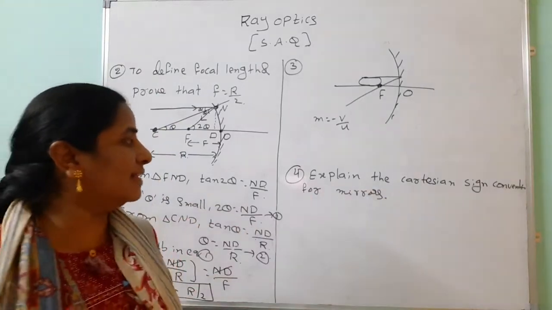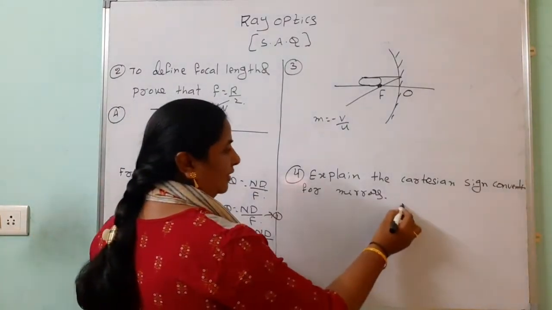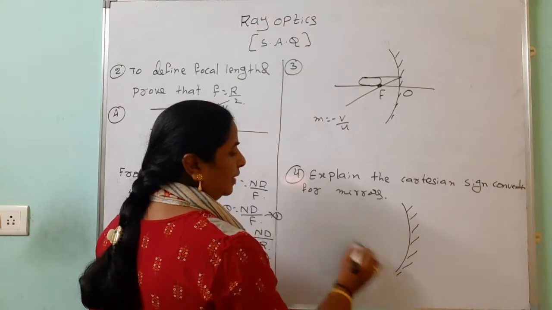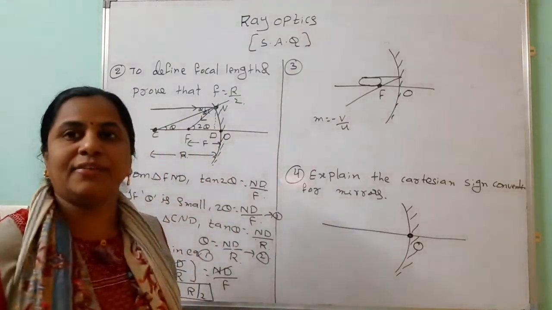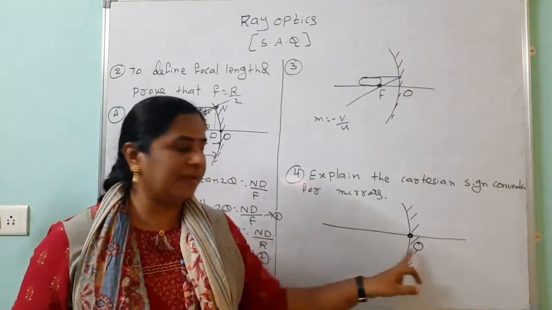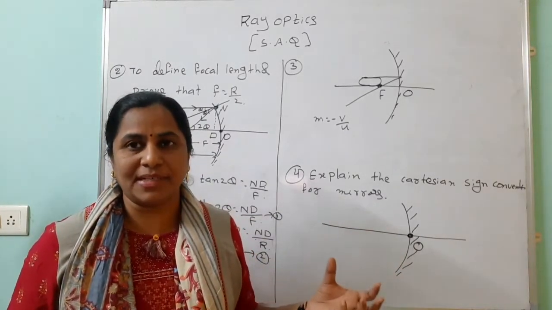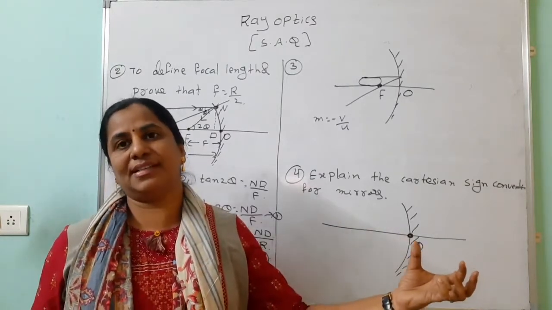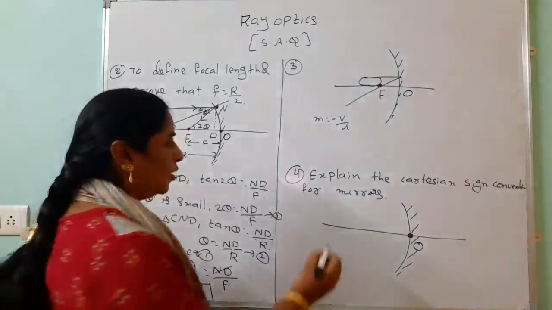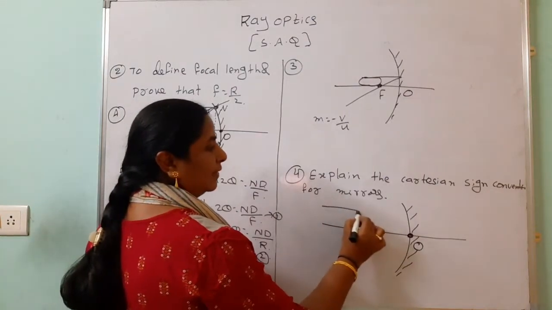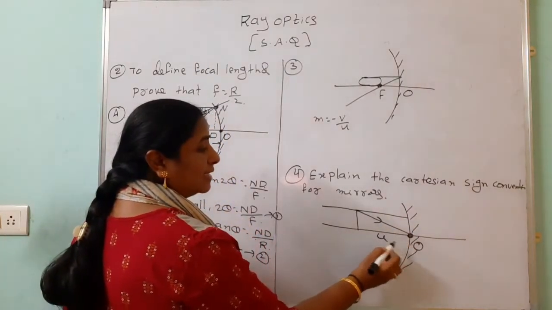Then explain the Cartesian sign convention for mirrors. It is also a very easy answer. Look here. In 10th class also you have this. See, this is the mirror, this is the principal axis and this is the optic center O. We measure the distances from the optic center, but we take the sign convention based on the incident ray. If we measure distances along the incident ray, we consider them positive, and opposite to the incident ray, we consider them negative. Suppose the object is here. When light falls on this like this, then what happens here? We are measuring, this is the object distance.